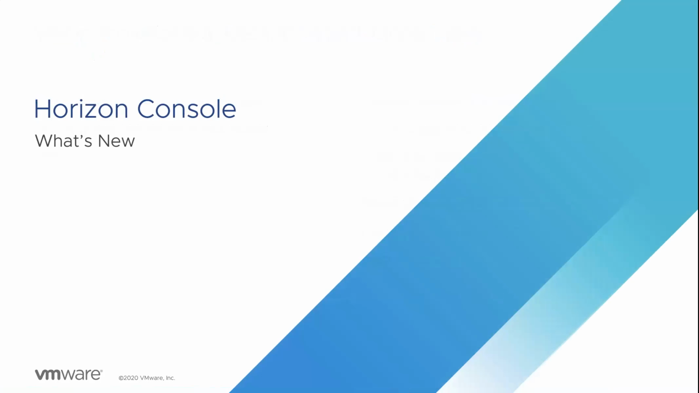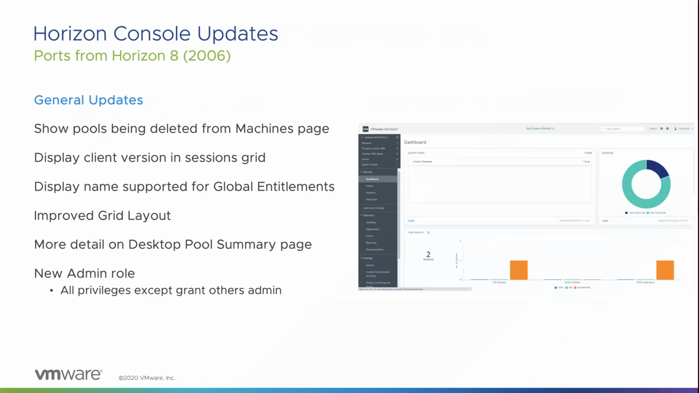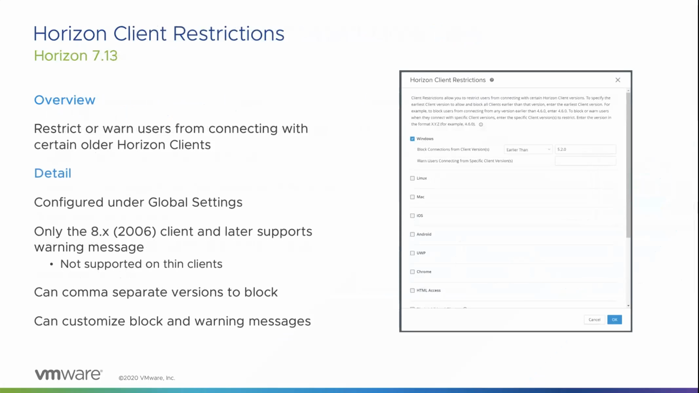Let's take a look at the Horizon console. So all the stuff we just talked about when it comes to the Horizon console, they've been ported to Horizon 7.13. So the different admin roles, the grids setup, that's all been ported over, as well as the Horizon client restrictions have been ported over. All those same features.